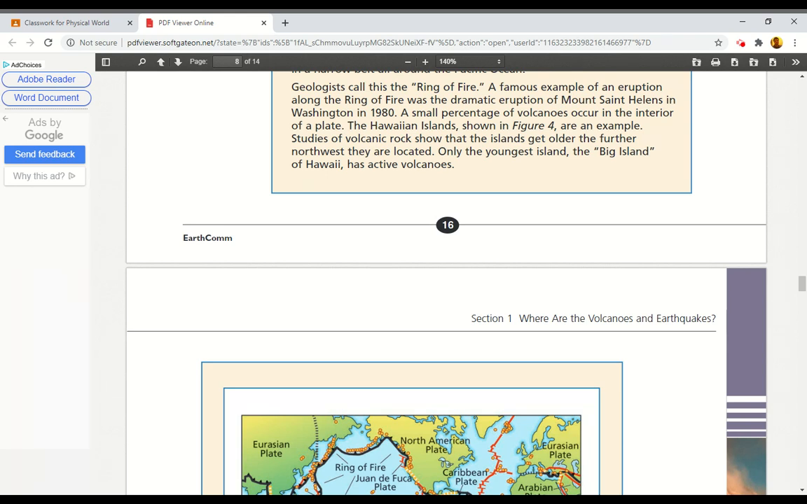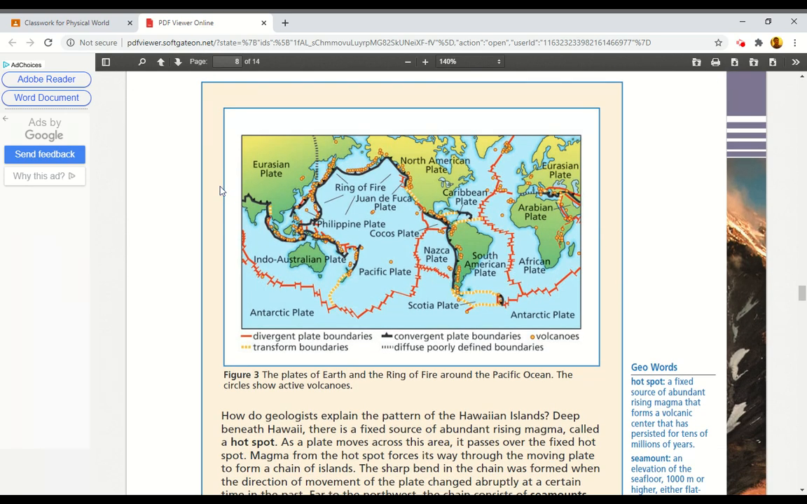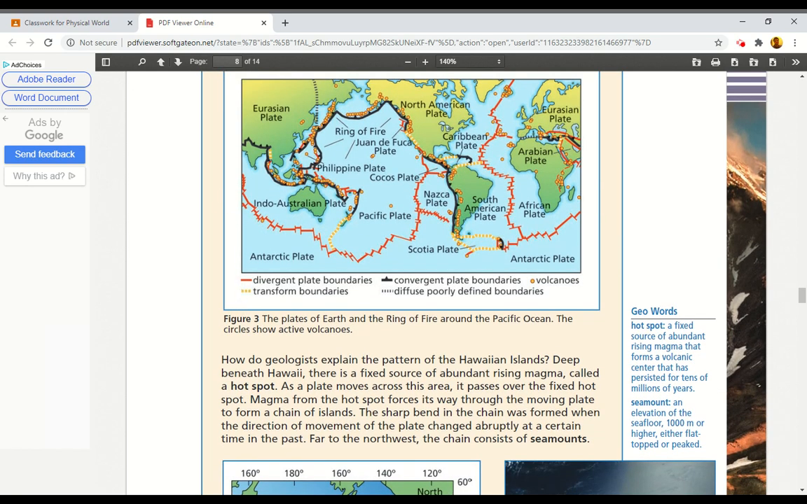Studies of volcanic rock show that the islands get older the further northwest they are located. Only the youngest island, the Big Island of Hawaii, has active volcanoes. In Figure 3, the plates of Earth and the Ring of Fire around the Pacific Ocean. The circles show active volcanoes.